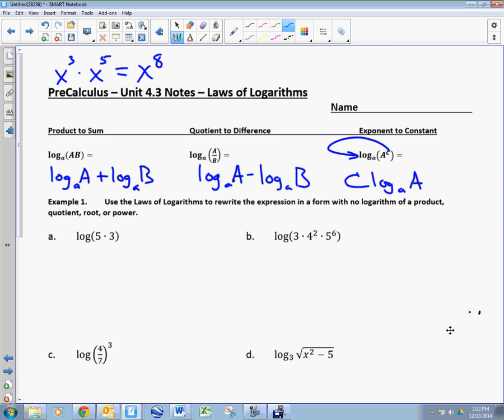It is a C. Here's a hint. Is there a C in the original expression? Okay.